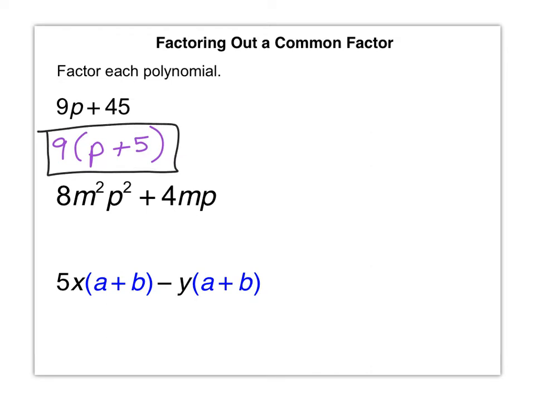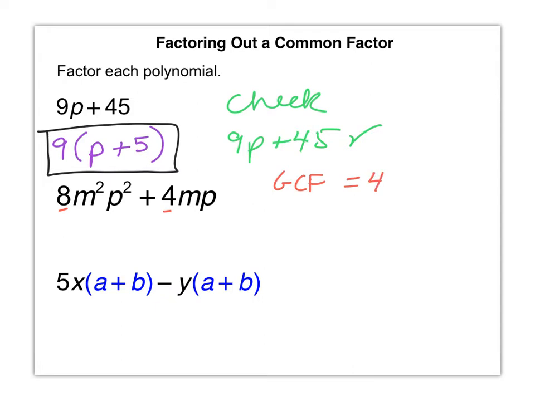The check step would be to use the distributive property. Multiply both terms by 9 and you would get 9p plus 45. Looking at the second polynomial, we have 2 terms. See if there's a greatest common factor that you can take out of either one of those terms, the GCF. Notice the coefficients of 8 and 4, the greatest common factor of the coefficients is 4.